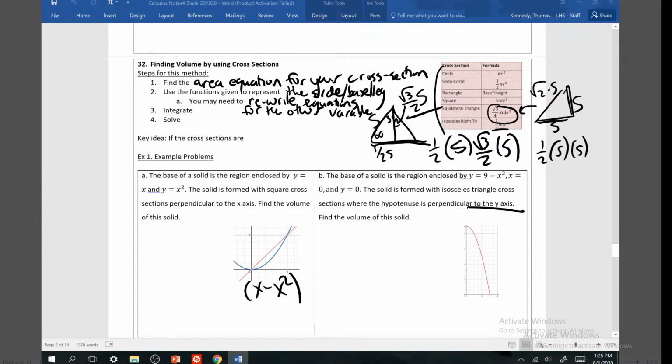Integrate is that step we just get to say, hey, integrate it. Cool. And then last piece is solve for the volume. And don't forget, there could be units. Units, maybe.